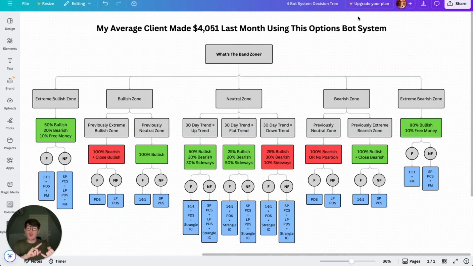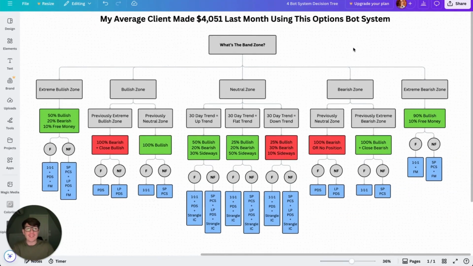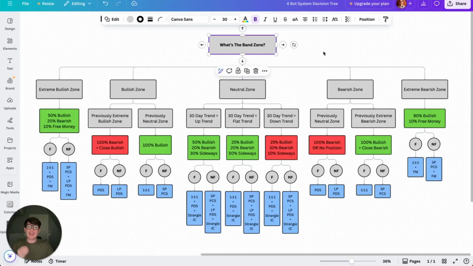Why? Because it removed the confusion and it gave them clarity so they know exactly what to do at any given point in time so they can make money as an options trader. So let me walk you through what this options bot system is. Number one, we need to understand what the market is doing. So when it says, what is the band zone? If you don't know, this is a decision tree where you go, if this, then that, so you follow it through so you know exactly what decision to make. So first thing we start with is, what is the band zone?